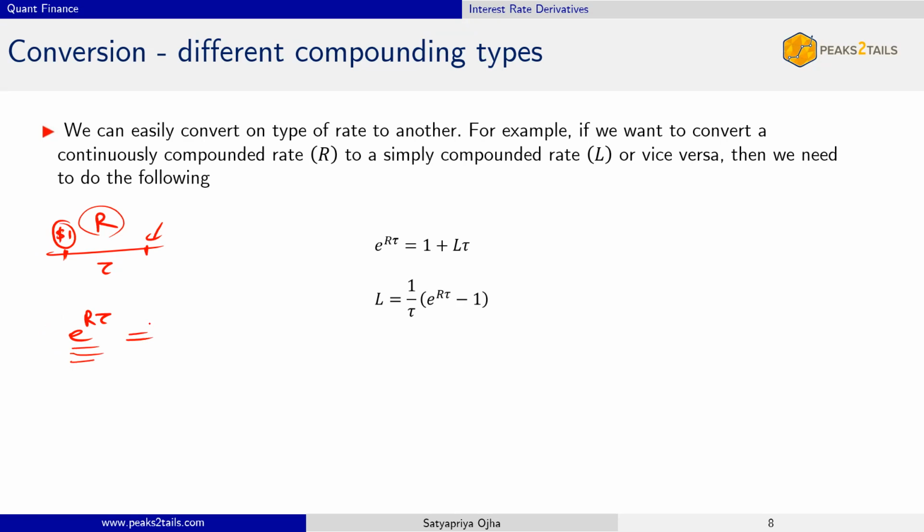An equivalent simply compounded rate L will give me the same money. So that will be how much? Linear growth, 1 plus L tau. These two must be identical. And you go back and forth: if you're given R, you can find out L. If you are given L, you can find out R. Okay, that is what I've done. e to the power R tau equals 1 plus L tau. If you want to calculate L, it is just e to the power R tau minus 1, divided by tau. You can go back and forth. Okay, different ways of quoting the same kind of growth.